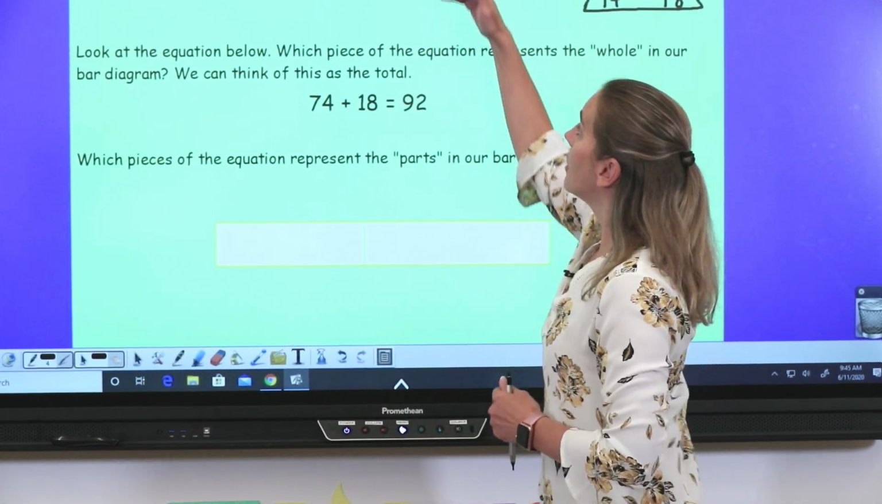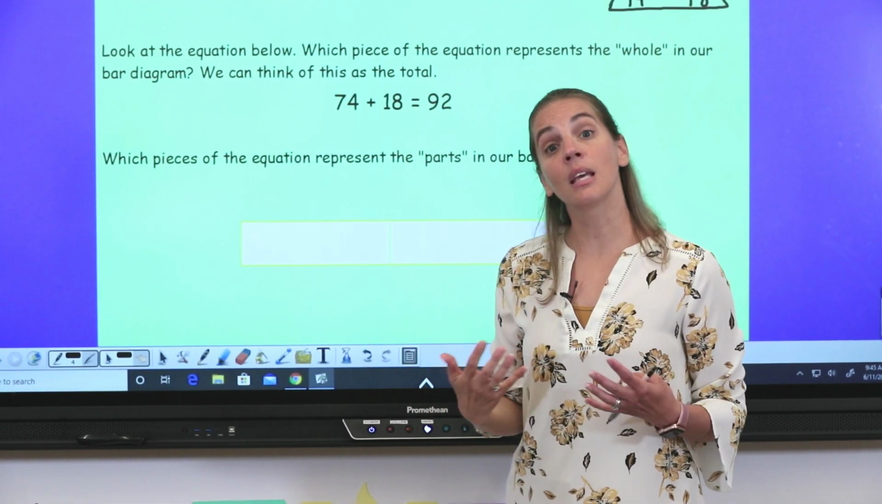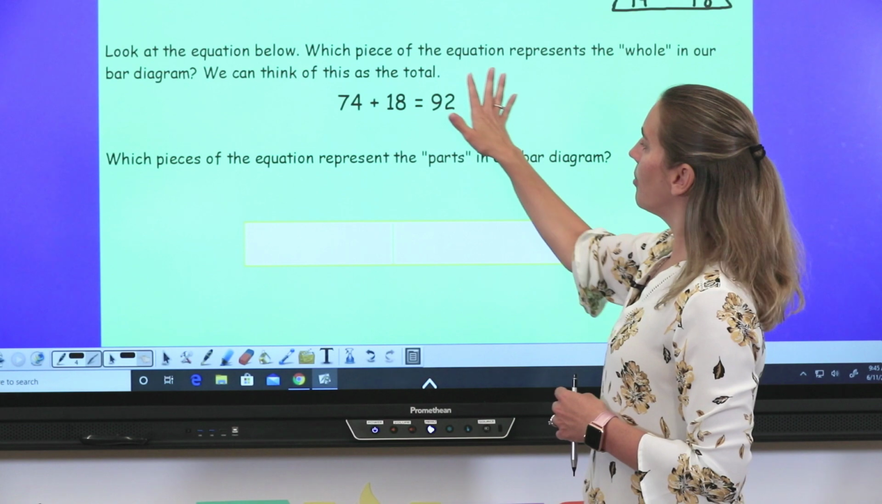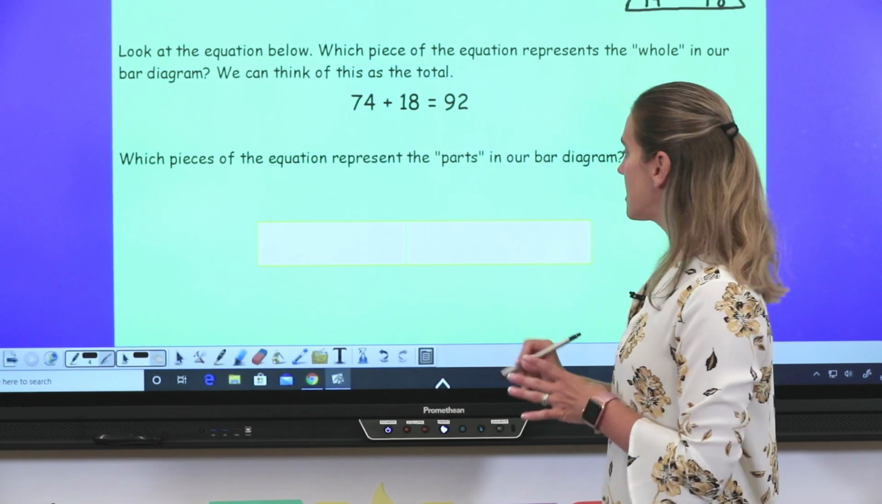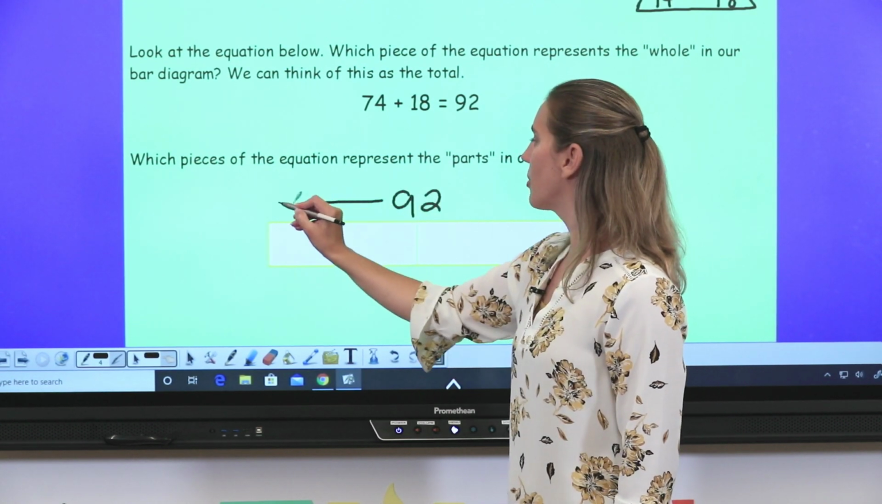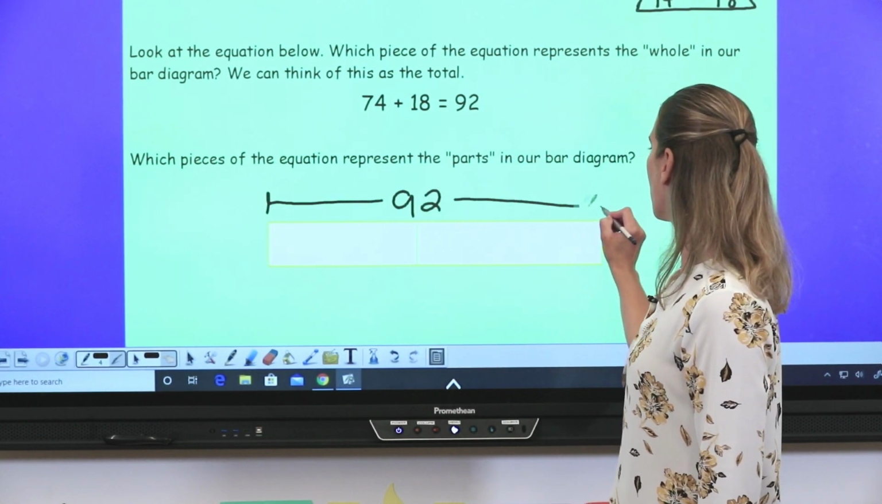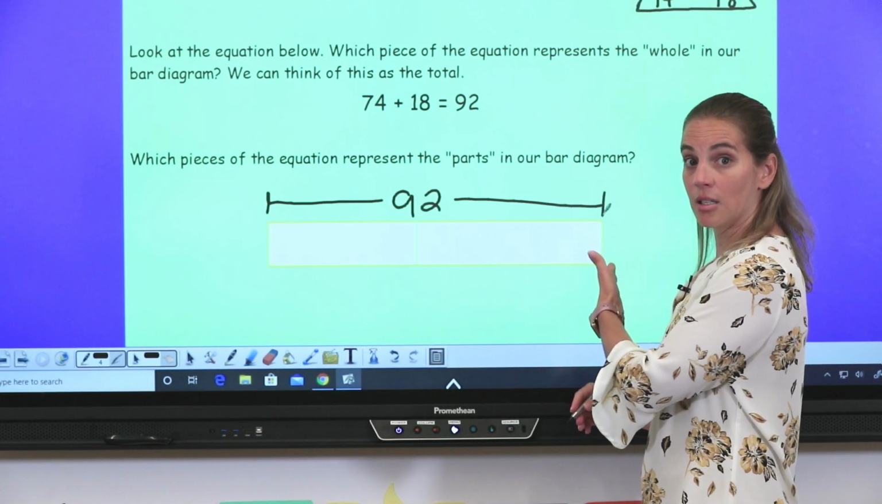Now remember, this top part, the number up here is the whole. The whole is the same as the sum. So which number in our equation here is our sum? Perfect, it's 92. So I'm going to put my 92. Now that 92 represents this whole bar here. The whole thing from the beginning all the way to the end.